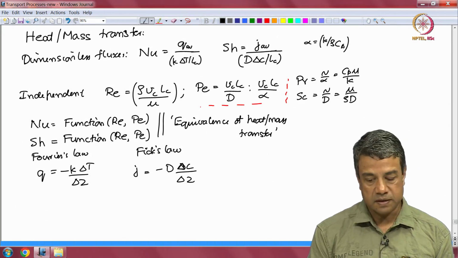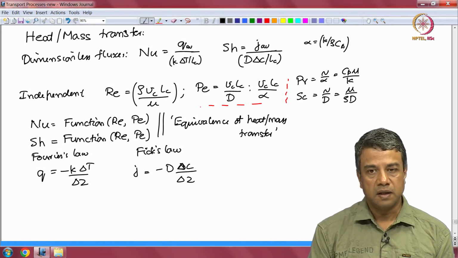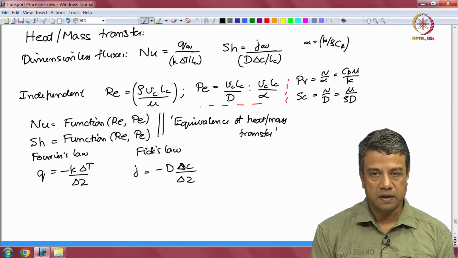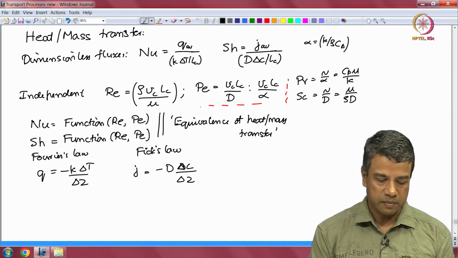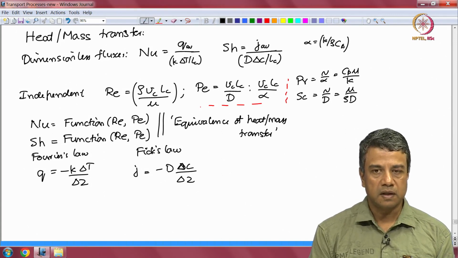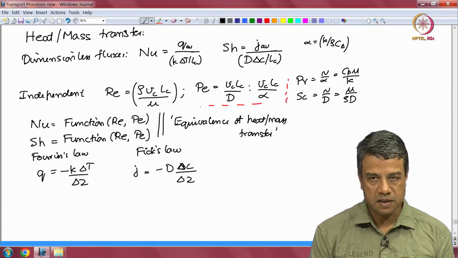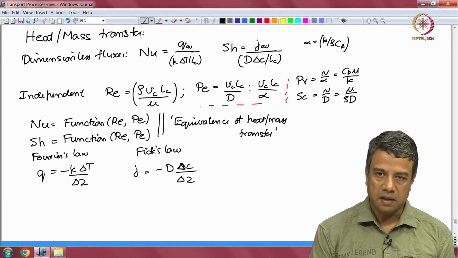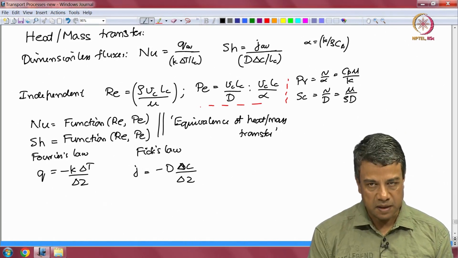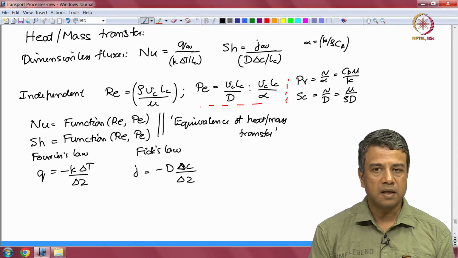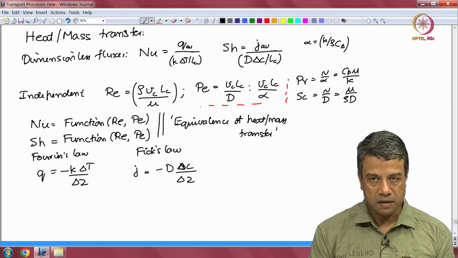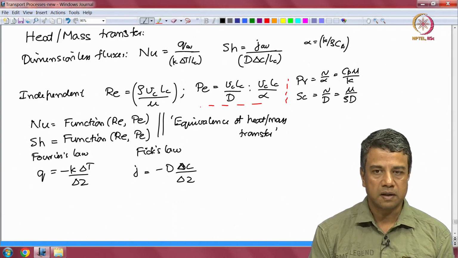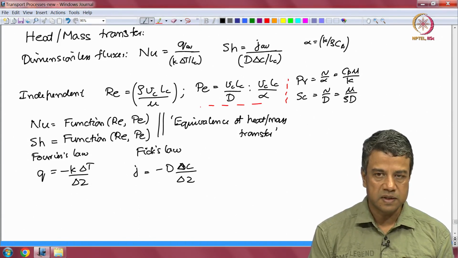We had discussed the equivalence of heat and mass transfer. If you have a correlation for heat transfer, Nusselt number is a function of Reynolds number and Peclet number, you can get the equivalent correlation for mass transfer by just substituting the Sherwood number for the Nusselt number and the thermal Peclet number for the mass Peclet number. And that is because at the microscopic scale, the diffusion processes are identical.